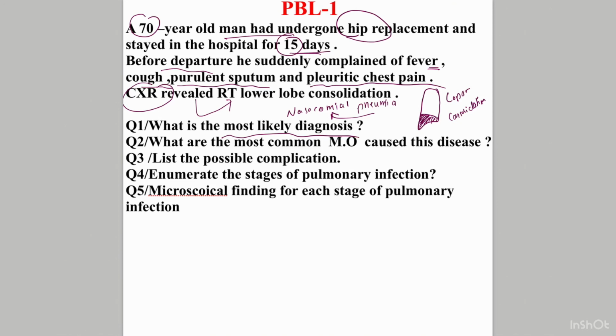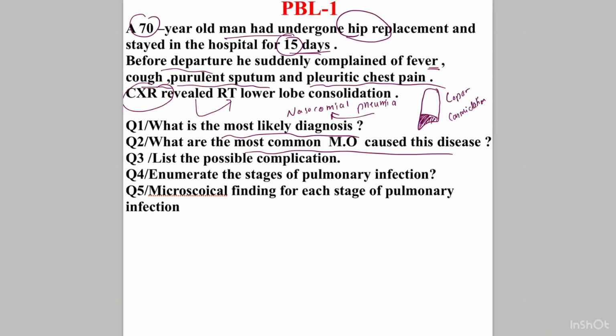What are the most common microorganisms? Could be, as we said, gram-negative such as Enterobacteriaceae, or gram-positive such as Staph aureus. List the possible complications. The patient may develop abscess, empyema, lung fibrosis, or bacterial dissemination.